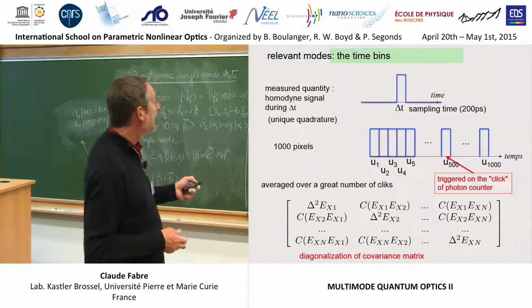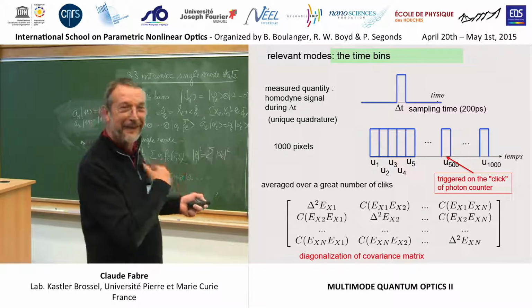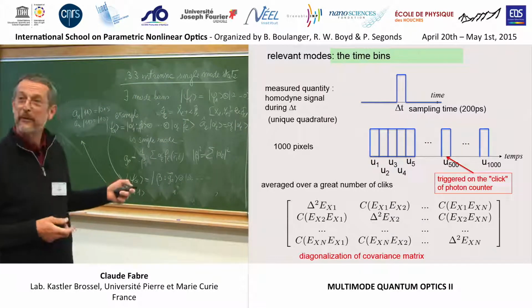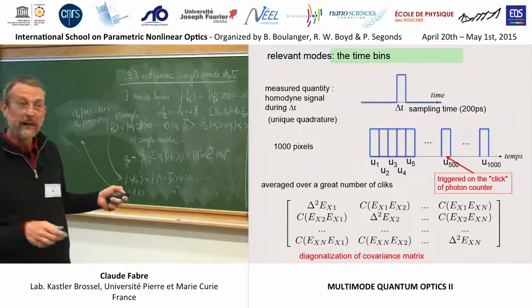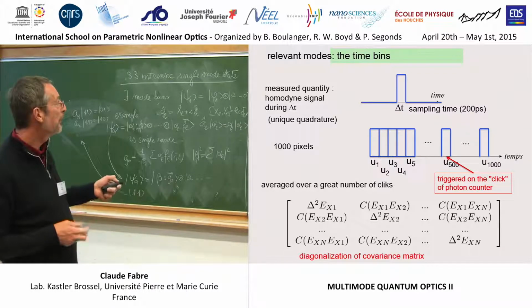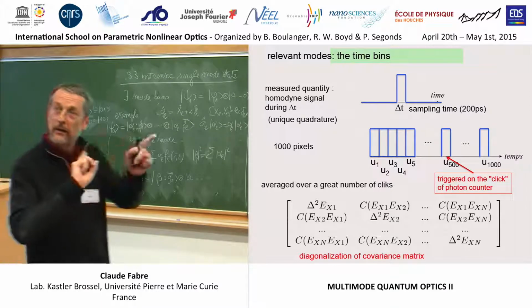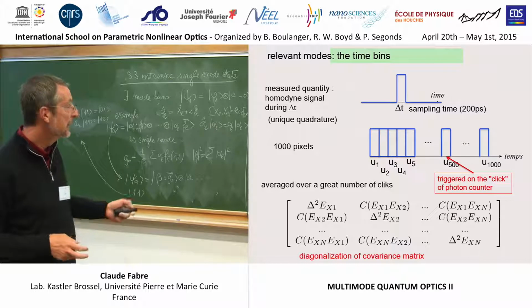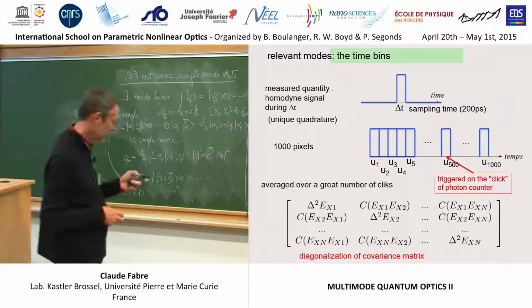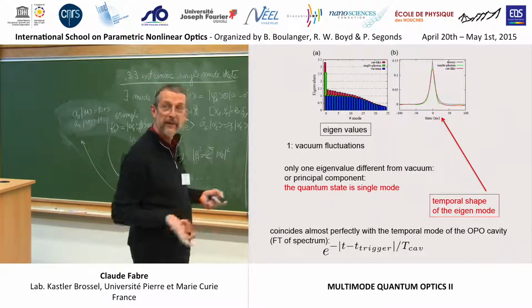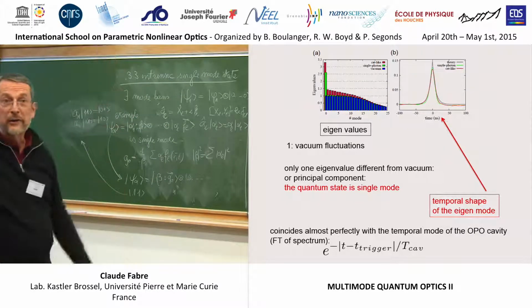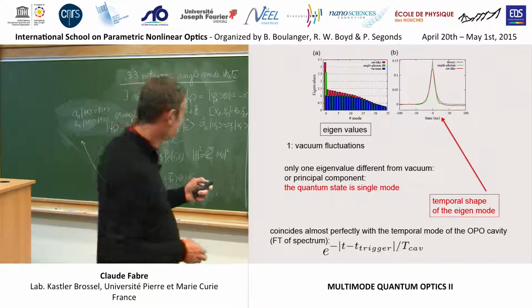And then Olivier did the calculation of all the correlations between all these time slots. So we were able to have all the ui, uj averaged correlations that you can put in a big matrix. And the big matrix, then you can diagonalize it. It's 1,000 by 1,000, but okay, no problem.